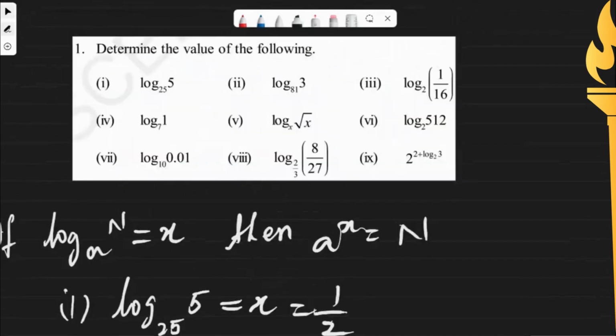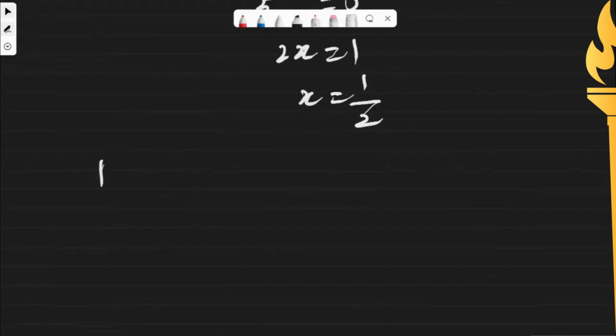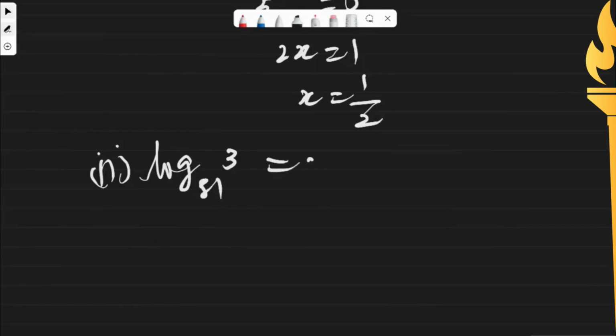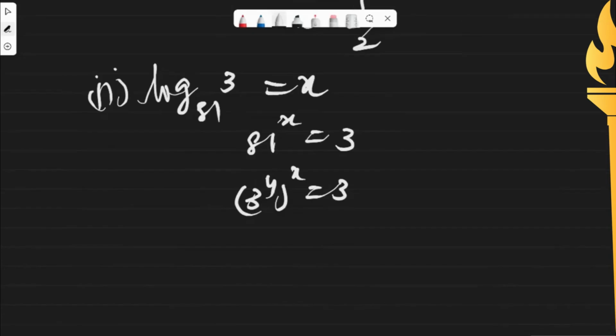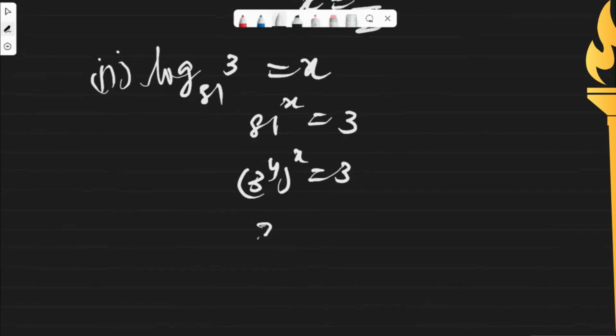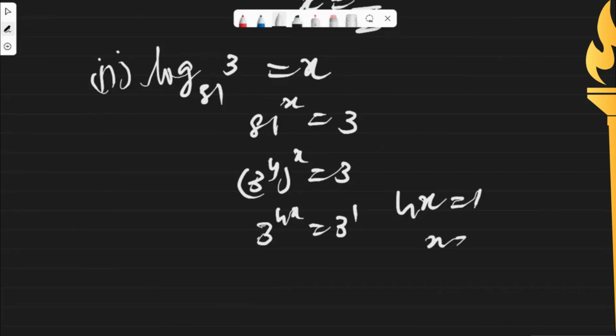Next, second one, we have log 3 base 81. Let it be equal to x. 81 power x equal to 3. And 81 can be written as 3 power 4. 3 power 4 whole power x equal to 3. And again a power m whole power n is a power mn. 3 power 4x equal to 3 power 1. Bases are equal, equate powers. 4x equal to 1, x equal to 1 by 4. So log 3 base 81 is 1 by 4.